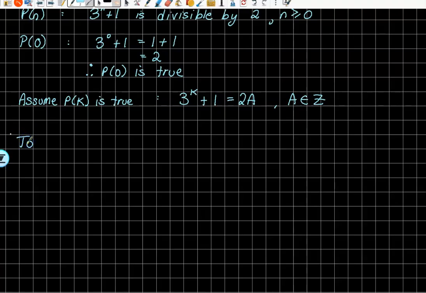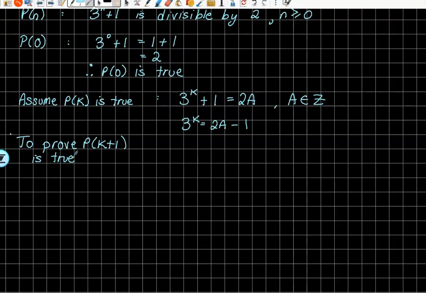I leave a bit of a gap because, as I said, I always use my 3 to the k. So I basically rewrite that, and I have 3 to the k equals 2a minus 1. So we want to prove P of k plus 1 is true. And when we're saying is true, we are saying we want to prove that it is divisible by 2.